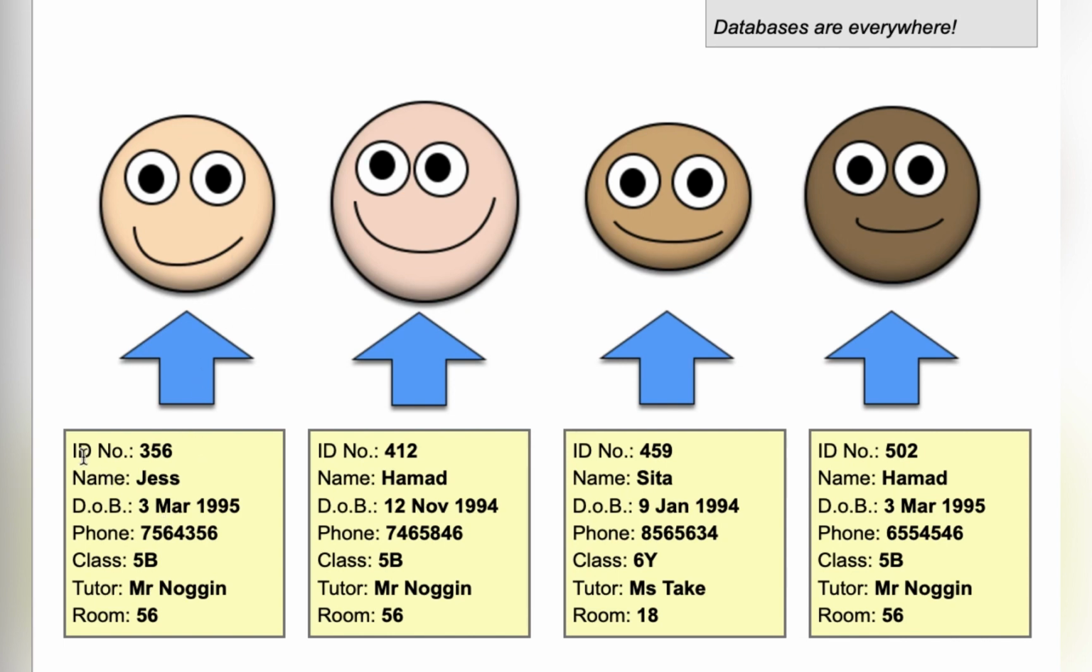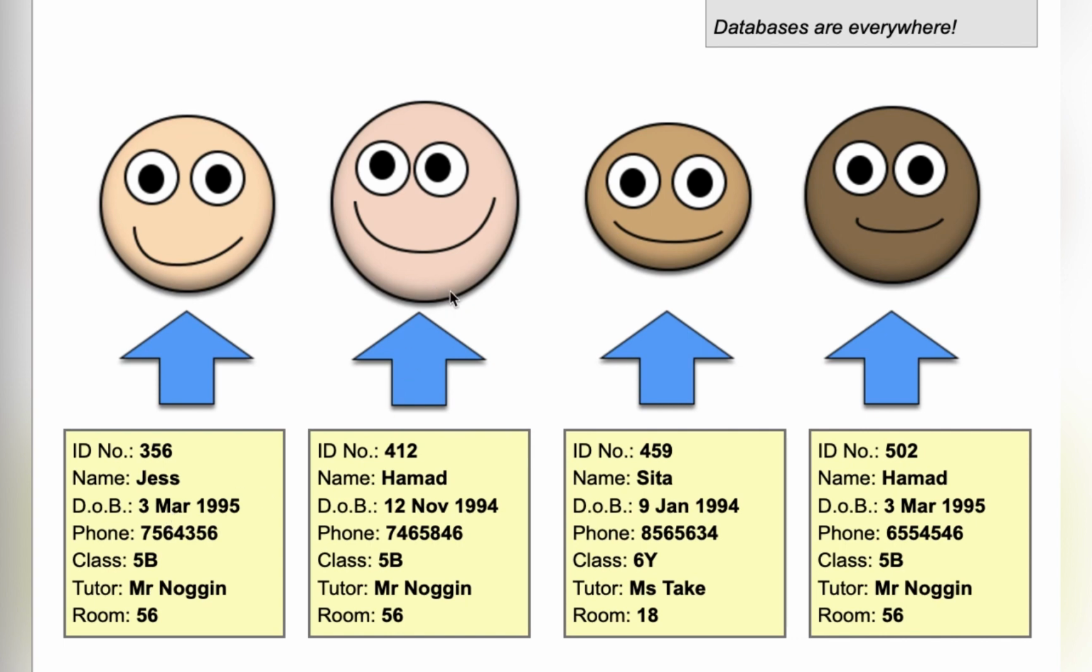Let's say for this first student, we have the ID number 356. The name is Jess. The date of birth is 3rd March 1995. The phone number is displayed. The class is 5B. The tutor is methodology. The room is 56. So you can see all the data of this student.